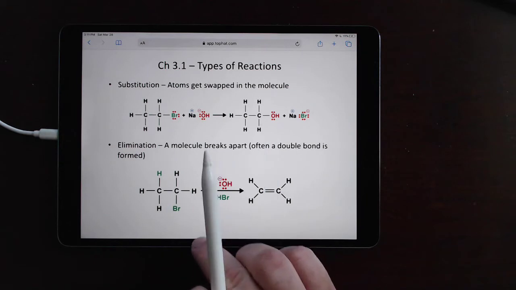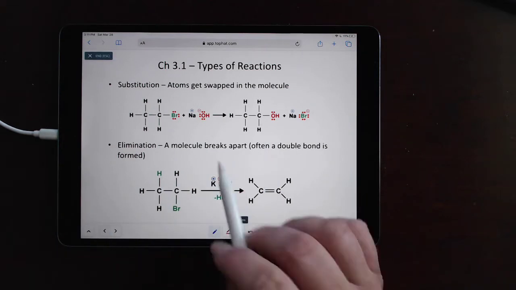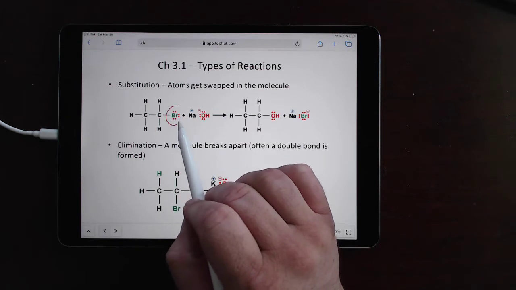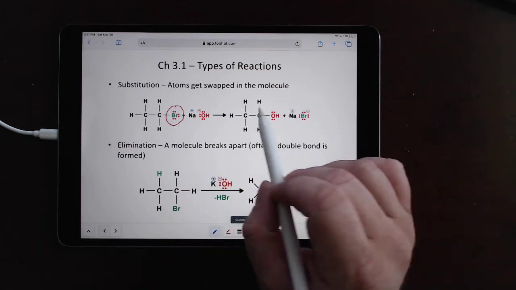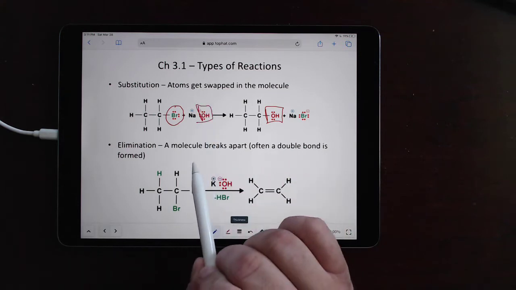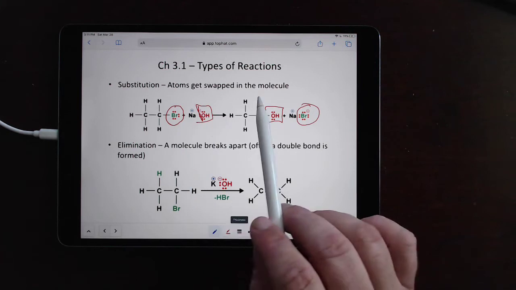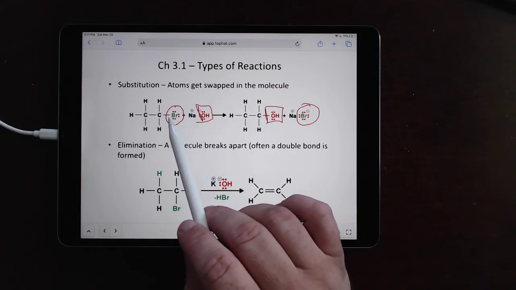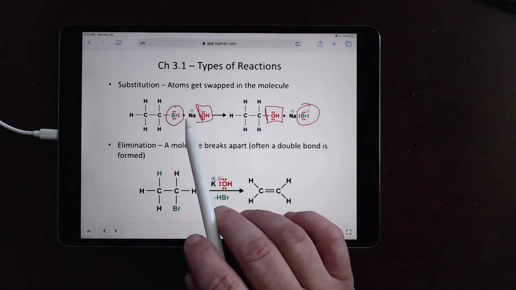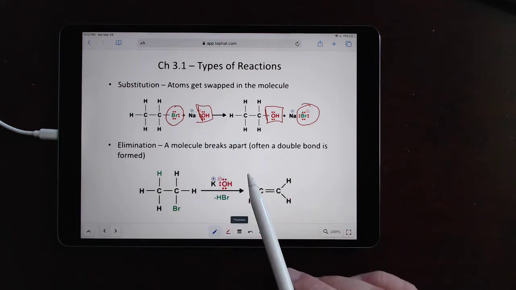So in this case, this bromine here gets swapped with the OH that's right there. So here's the bromine. This leaves. This is what's called a leaving group. It's going to go ahead and leave like that, and the OH is going to swap in for it.